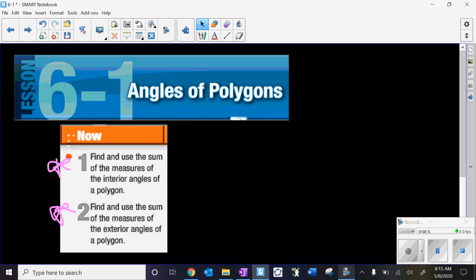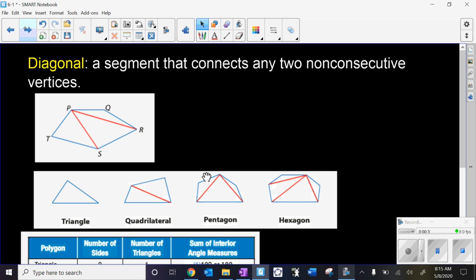So starting with interior, we're going to form what is called a diagonal, which is a segment that connects any two non-consecutive vertices. So for example, consecutive vertices would be like P and Q. So non-consecutive would be like P to R and P to S. Those would be considered diagonals. I can do this for any polygon, and what that really does is it splits my polygon up into triangles. So for example, this pentagon here, five-sided figure, I created two diagonals and split it into three triangles. We can do that with any shape.